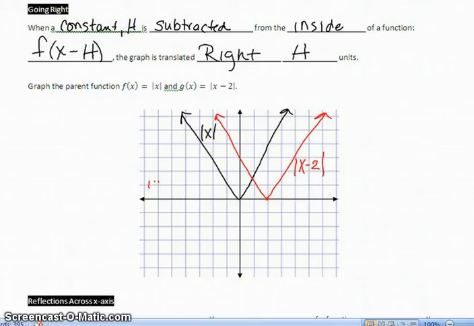A little confusing. So if you think outside moves in the direction you would think, inside goes in the opposite direction. We'll work on this a little bit in class and practice and make sure we know which way things are moving, left, right, up, or down.